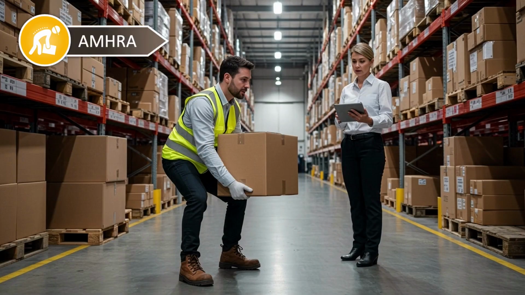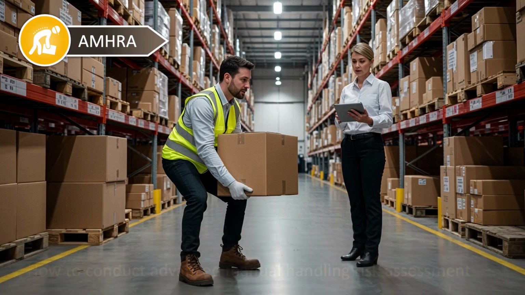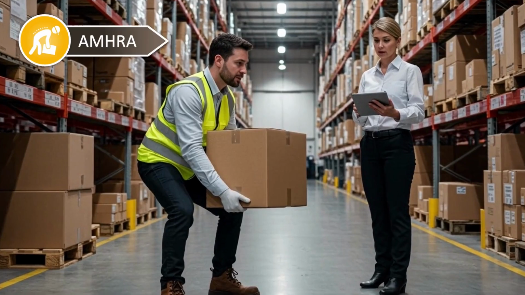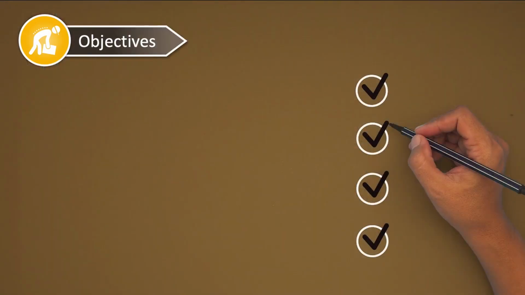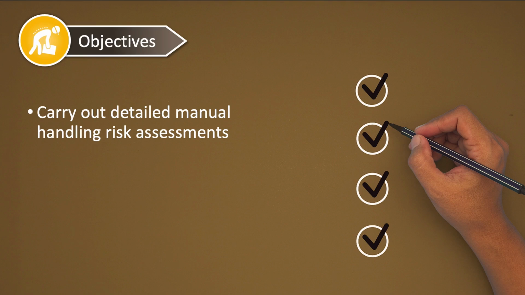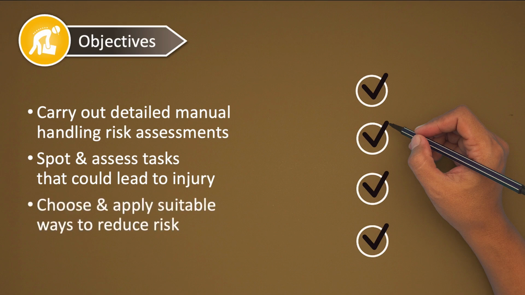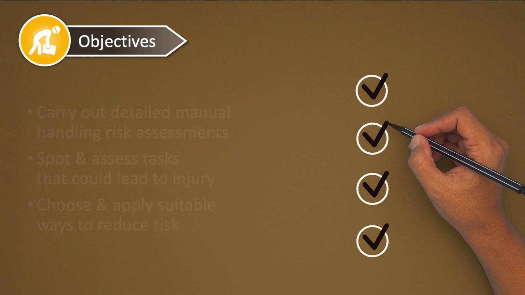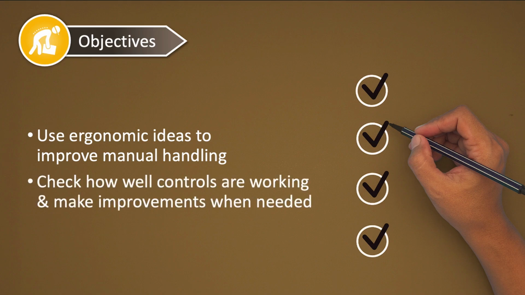In this course, we are going to explore how to conduct advanced manual handling risk assessment. This course provides managers with the knowledge and tools to identify, assess, and mitigate manual handling risks in the workplace. By the end of this course, learners will have a greater awareness of how to carry out detailed manual handling risk assessments, spot and assess tasks that could lead to injury, choose and apply suitable ways to reduce risk, use ergonomic ideas to improve manual handling, and check how well controls are working and make improvements when needed.